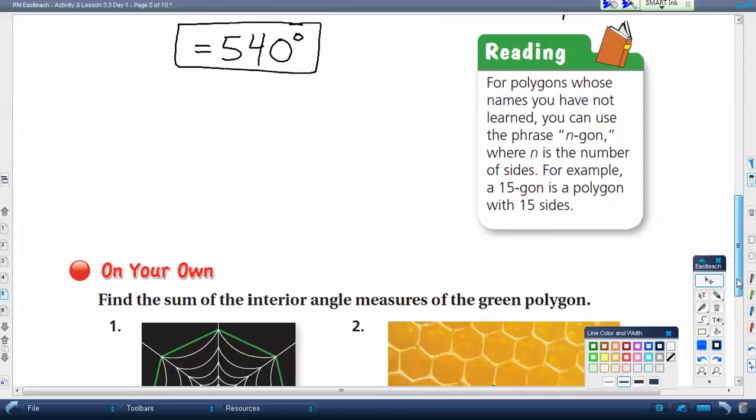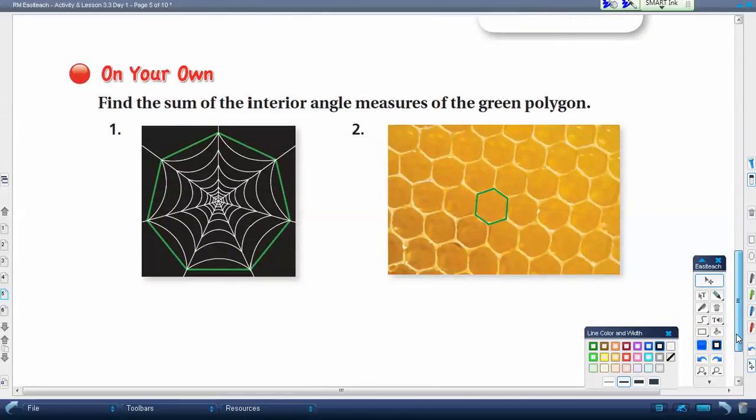Okay? So if we take a look at some of these on your own problems, which are also on page 120 in your textbook, every time you do one of these questions, and you think about the sum of the interior angle measures of the polygon, you first need to know the number of sides. So if I take a look at question 1, how many sides? 1, 2, 3, 4, 5, 6, 7. Okay? So we have a 7-sided figure.